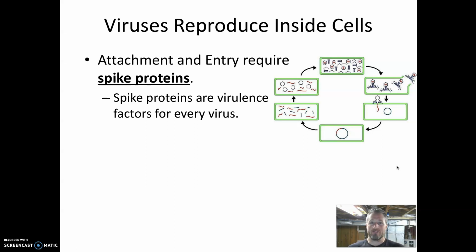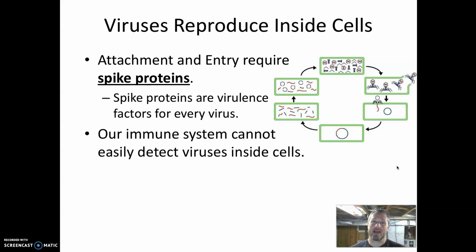So what else about viruses reproducing inside cells is an important overarching theme for us as we understand diseases? Well, to me, the next thing is that our immune system has a lot of trouble detecting viruses that are inside of our cells. So every virus reproduces inside cells. That means that at points during a virus's life cycle, the virus is sort of hidden inside our cells. That hiding makes it harder for our immune system to find all the viruses and destroy them. So viruses are kind of tricky in that way.